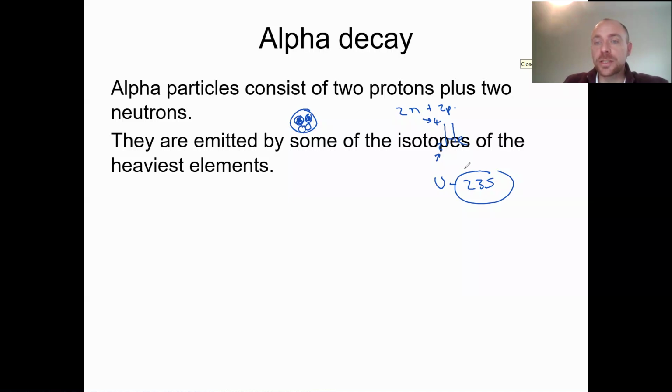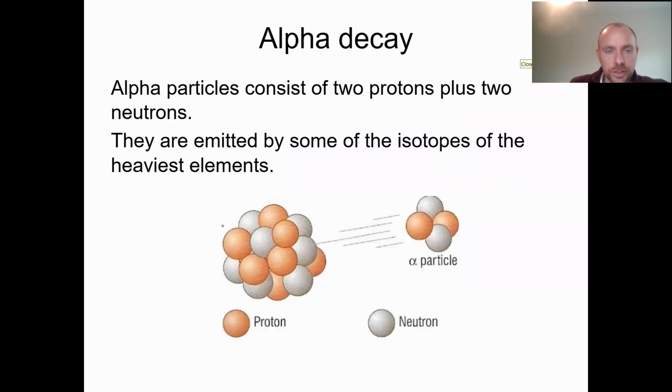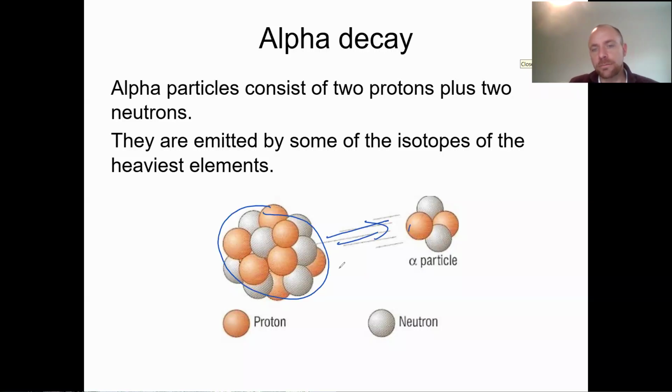And therefore it wants to lose some of those protons and some of those neutrons. And so it will literally just throw them out. As I say, we'll look at that in more detail in the next video about exactly what happens there. But certainly it wants to get rid of some of those neutrons and some of those protons. So here's your large nucleus, literally throwing out those protons and neutrons, throwing out that alpha particle.